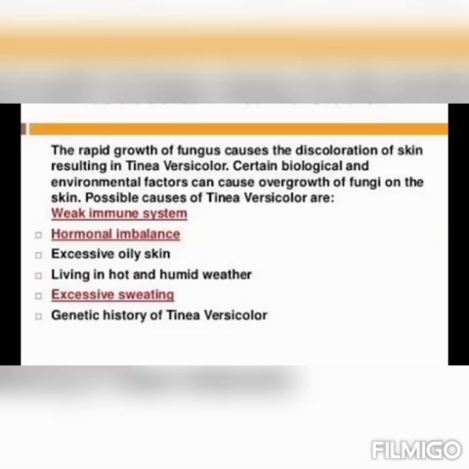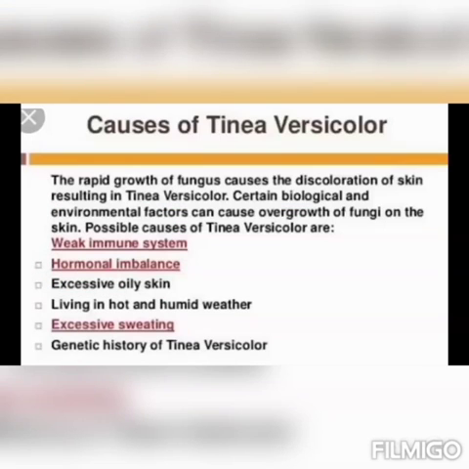The causative factors for Tinea versicolor: weak immune system, hormonal imbalance, excessive oily skin, living in hot and humid weather, excessive sweating, genetic history of Tinea versicolor. So weak immune system, we know that if the patient has a weak immune system, they will harbor the microorganism very fast. Okay, they may get infections very easily because of this weaker immune system.